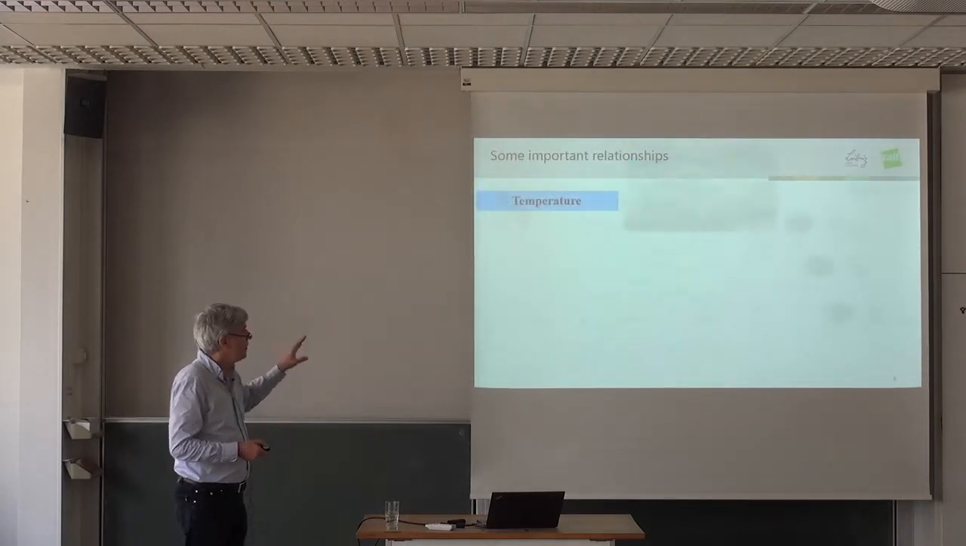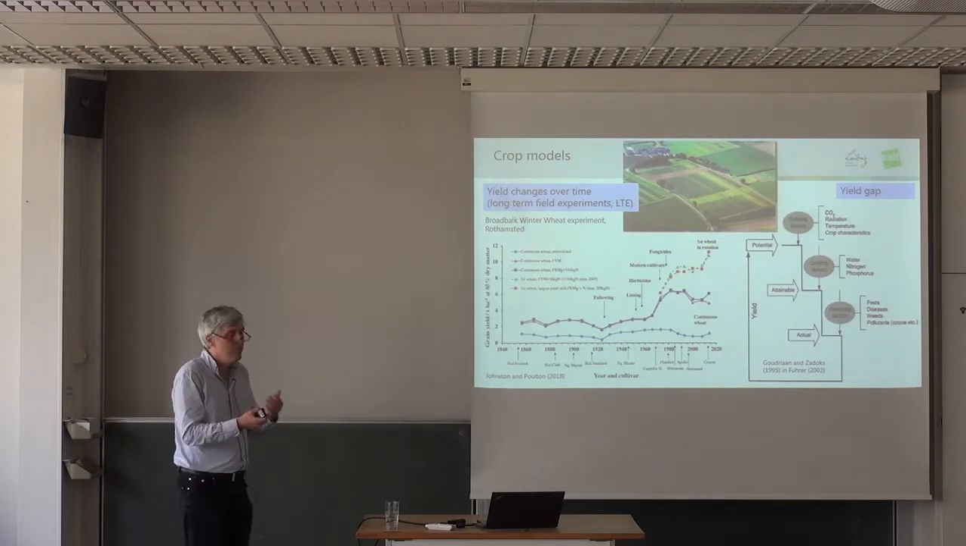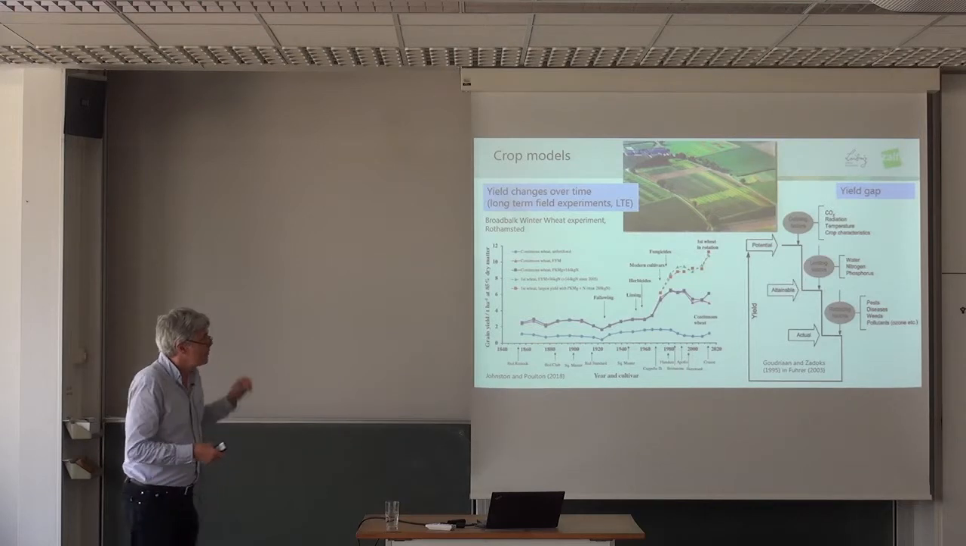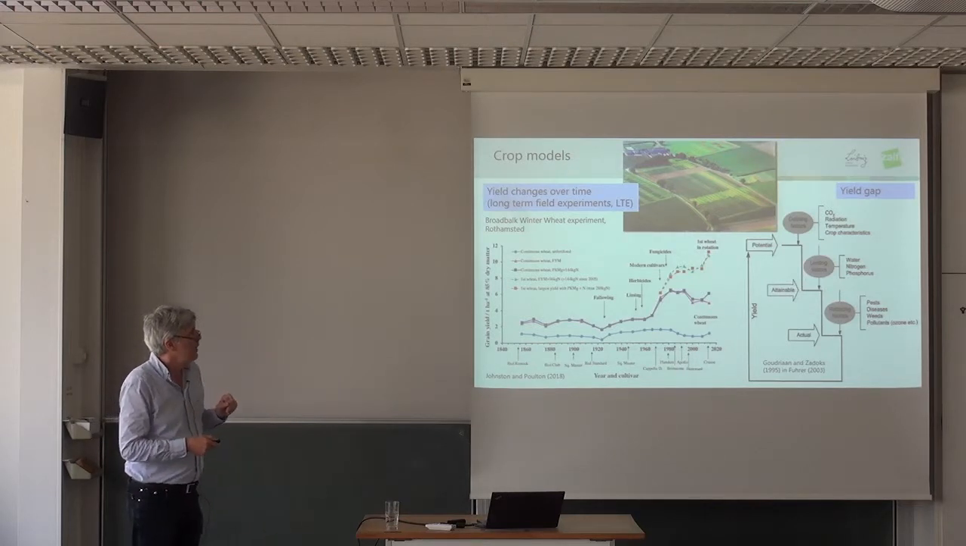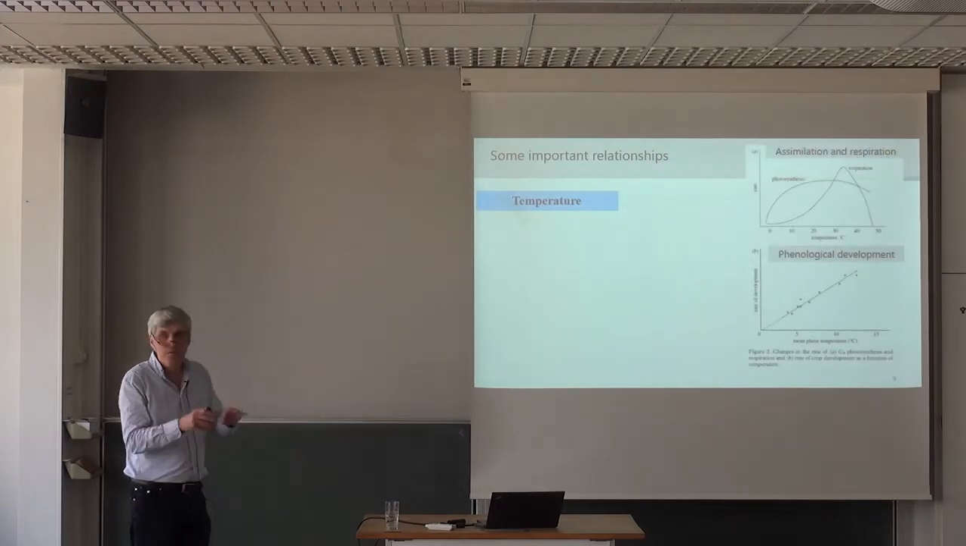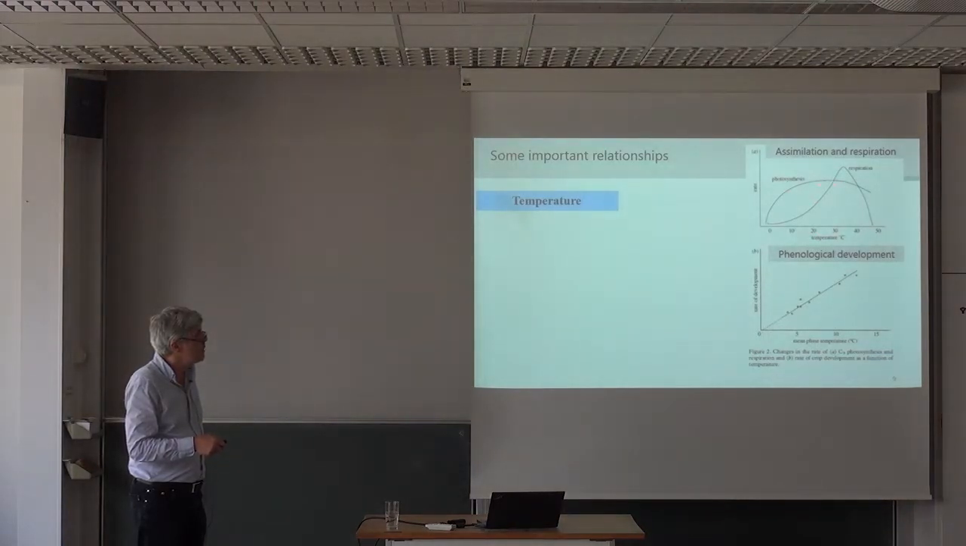I pick out one of these factors here to give you a flavor of the complexity that is in these models. I just look into temperature in order to show you how temperature affects different physiological processes. And you see here a response, a simplified relationship between the photosynthesis rate and temperature, with an optimum around 20-25 degrees Celsius.